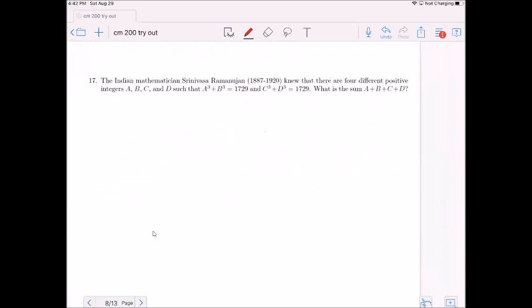And this one, there are 4 positive integers a, b, c, d such that a cubed plus b cubed is 1729, and another two numbers, c cubed plus d cubed, is also 1729. So what are these numbers? Actually, this is the question. What are these numbers? You found them?